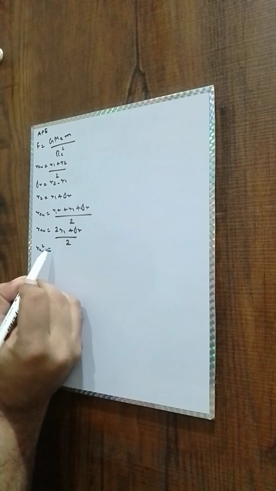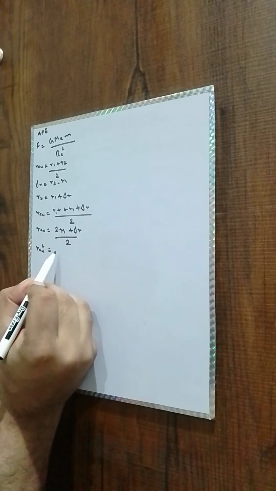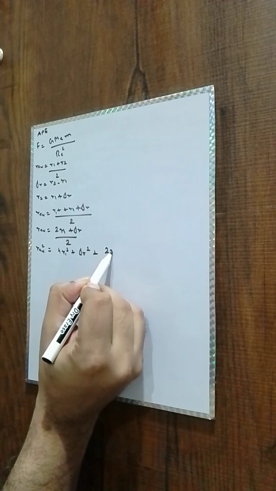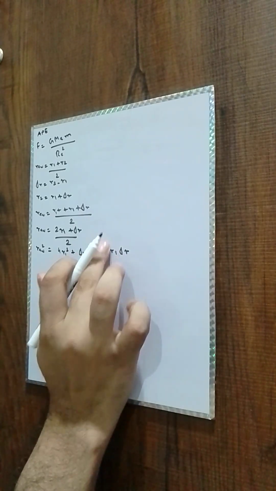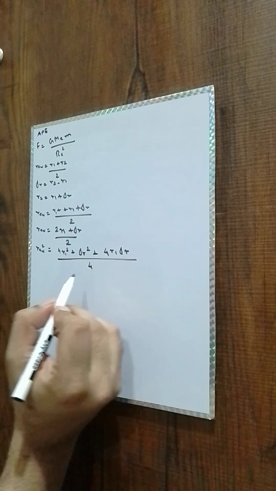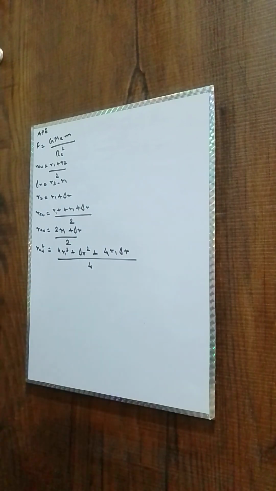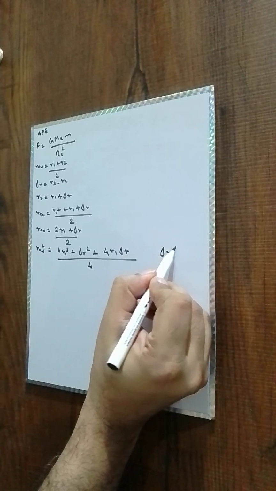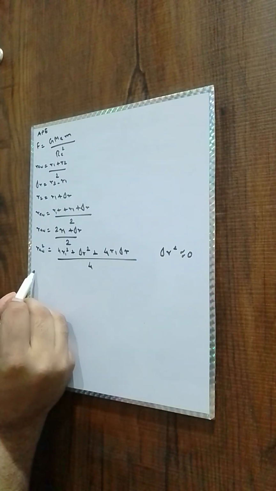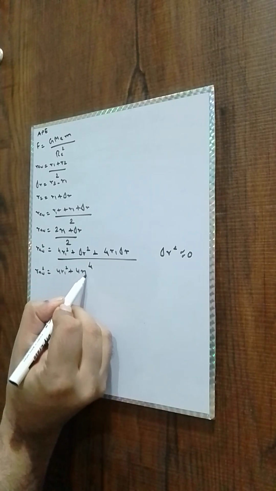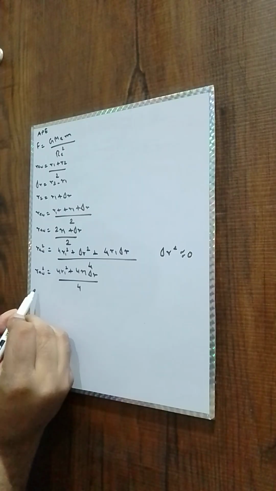Our average square would be 4r1 square plus delta r square plus 4r1 delta r, by 4. Yes, and we know the squares of the small terms like delta r square, because it's very small, so we approximate it to 0. So what we have is our average square is equal to 4r1 square plus 4r1 delta r by 4.